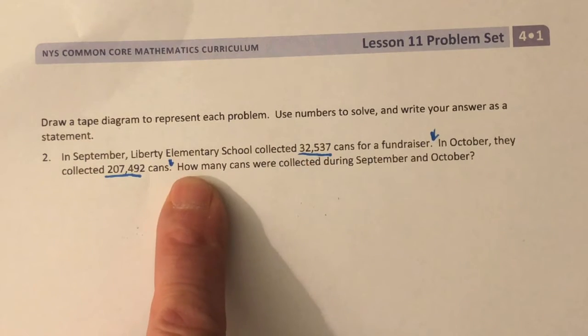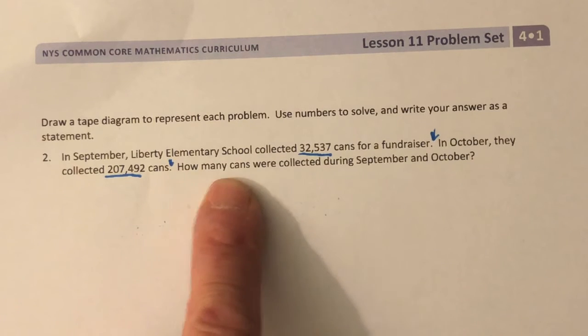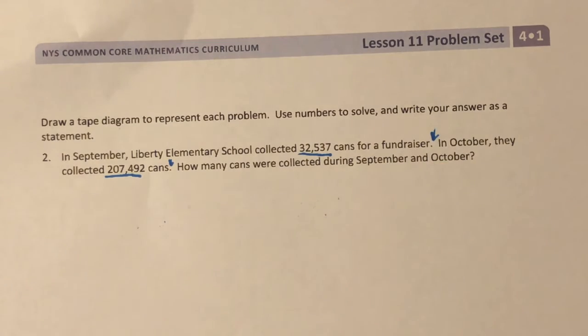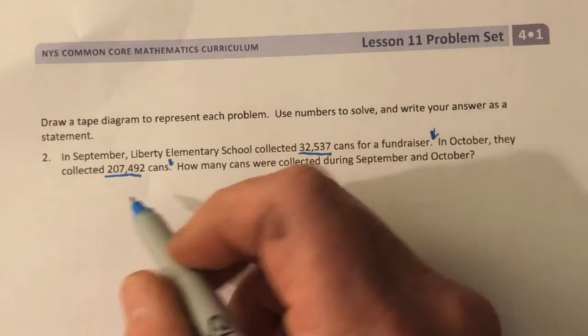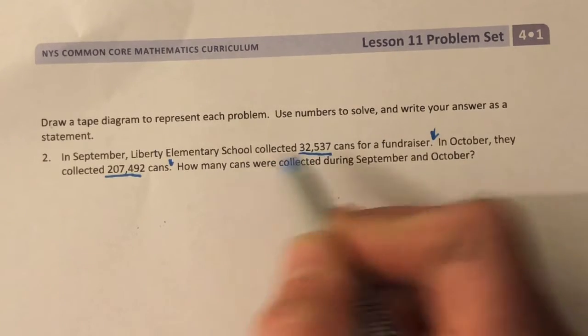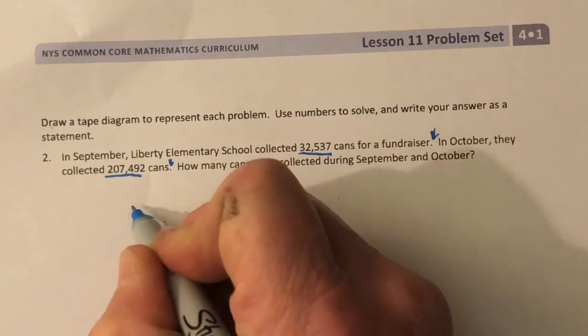Now here comes my question, and I can tell it's my question because it starts with the word how. How many cans were collected during September and October? Again, this is addition. I need to add those two numbers together. So that's what I'm gonna do. I personally like to put my big number on the top and then my smaller number, but I'll do it the opposite way. I'll just put them in order here.